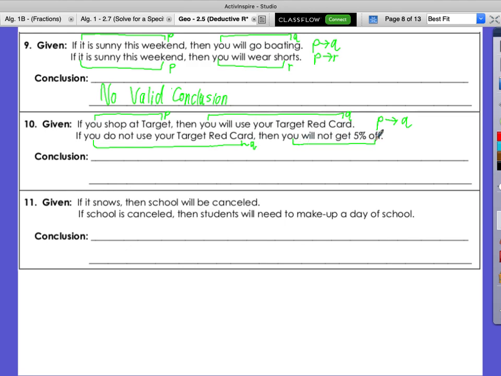Have we had that one yet? No. This one we'll call R. It's new. We went P to Q. Now we went not Q, not Q, to R. So do these two match up perfectly? Is it Q and normal Q? No, it's Q and not Q. So because they don't match up perfectly, we can make no valid conclusion.